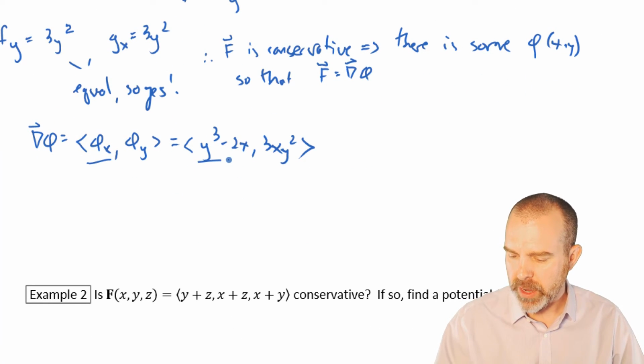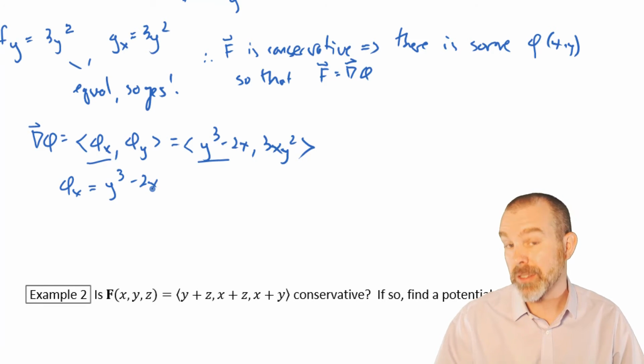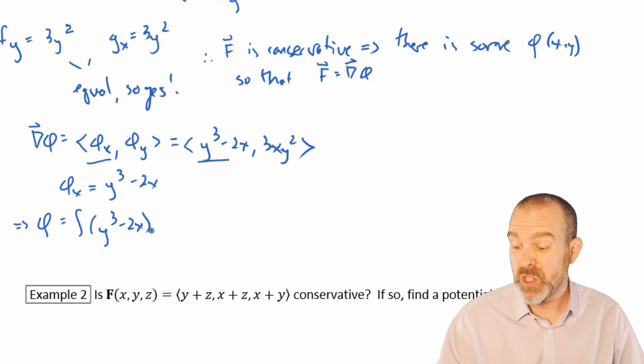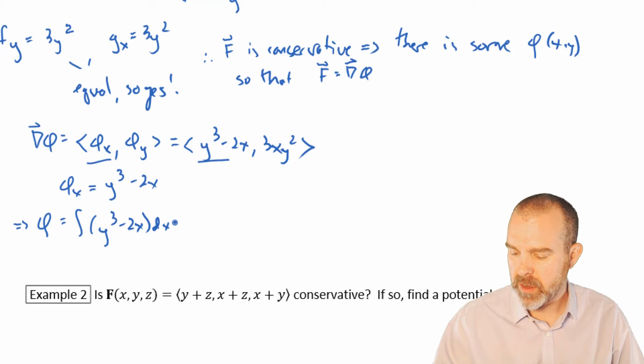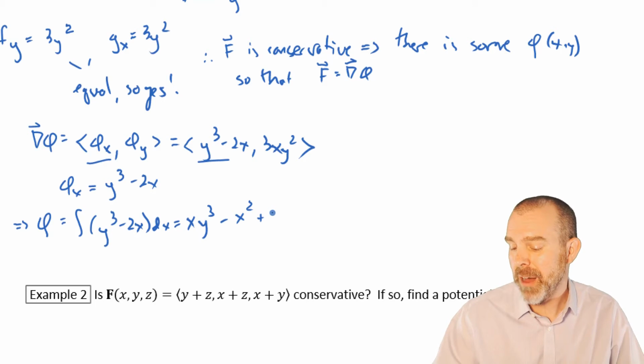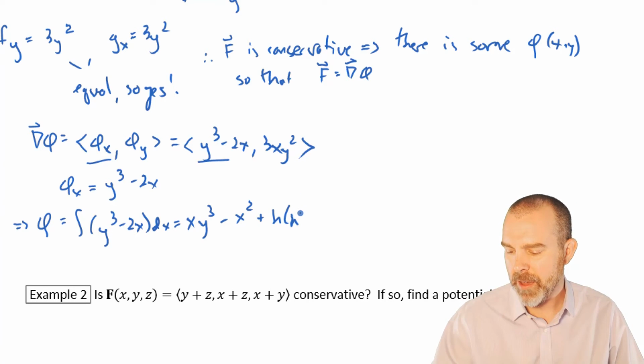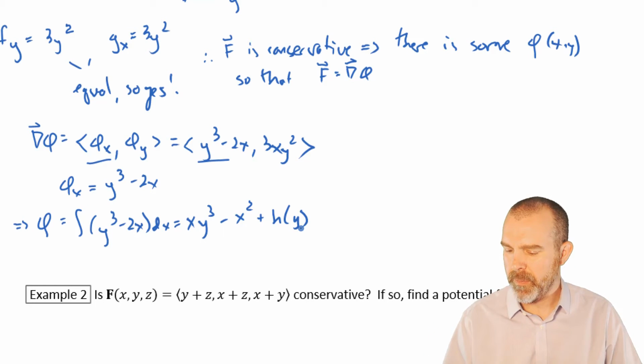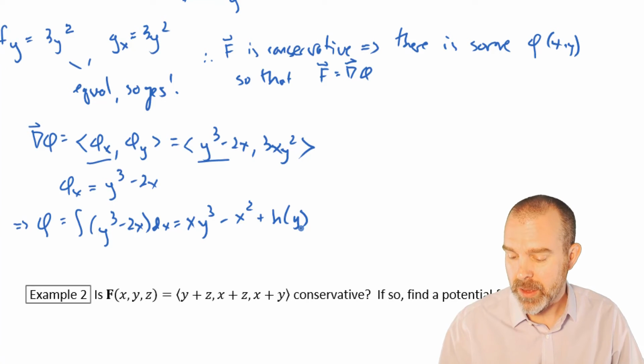We're going to look at those first coordinates and say, well, the partial derivative of phi with respect to x must be equal to y cubed minus 2x. So let's integrate that then. So phi must be equal to the integral of y cubed minus 2x just with respect to x. So that would be x y cubed minus x squared plus maybe some unknown function. We'll call it h of y. If we were to take the derivative of that with respect to x, it would just be 0. Okay, well now, that's phi.